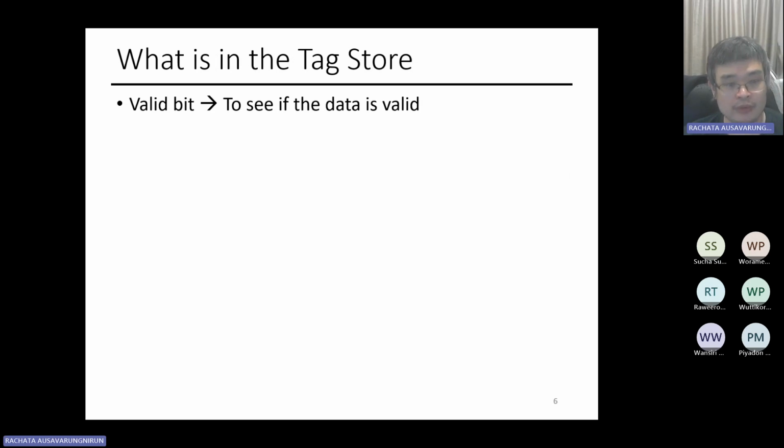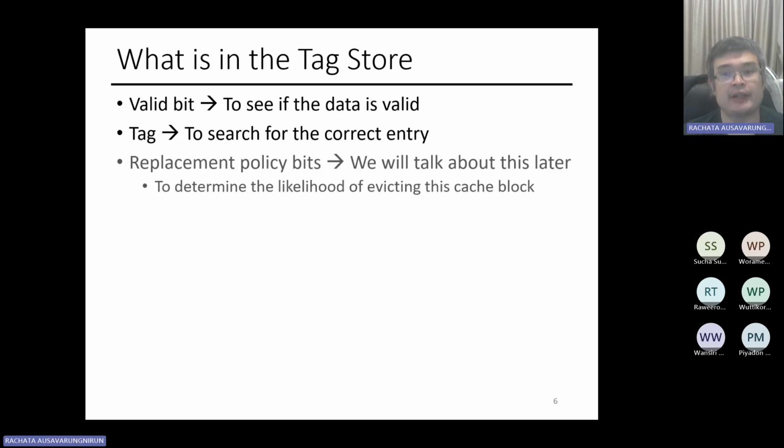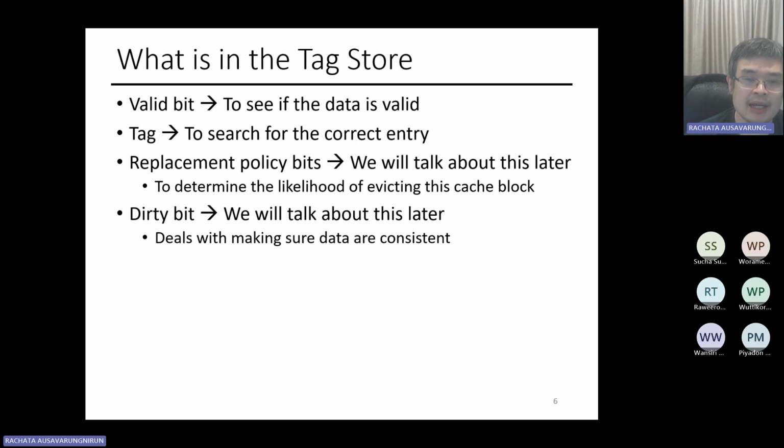So what's in the tag store? First of all, you would have the valid bit. Is the data valid? There's a tag bit, which tells you what address is actually the owner of this particular block, right? And the replacement policy bit, which we'll talk about later when we talk about replacement, but these are bits we can tag in order to determine, let's say that room is full, right? Who should be kicked out, who should be evicted. And the dirty bits, which again, we'll talk about later when we have to deal with data writes, right? When you have to update the cache, right?